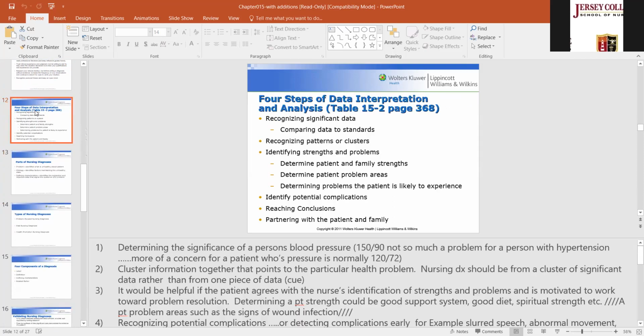Okay, and then we're looking at data interpretation, recognizing significant data, comparing that data to standards, looking at patterns or clusters, strengths and problems, determine any patient or family strengths, problem areas, anything that they're likely to experience, any type of complications. All right, so like if you had a patient whose blood pressure was 150/90, all right, you're going to worry about that if they don't normally have high blood pressure.